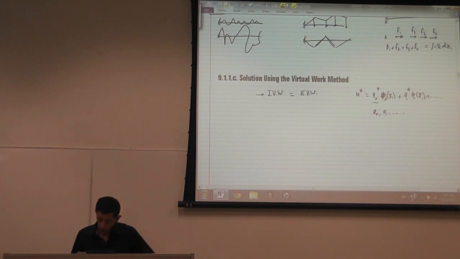The internal virtual work was written as the integral of sigma_ij epsilon_ij star integrated over the volume. The external virtual work, we only have a distributed load, it's equal to Cx1 multiplied by the virtual displacement, integrated over the length.